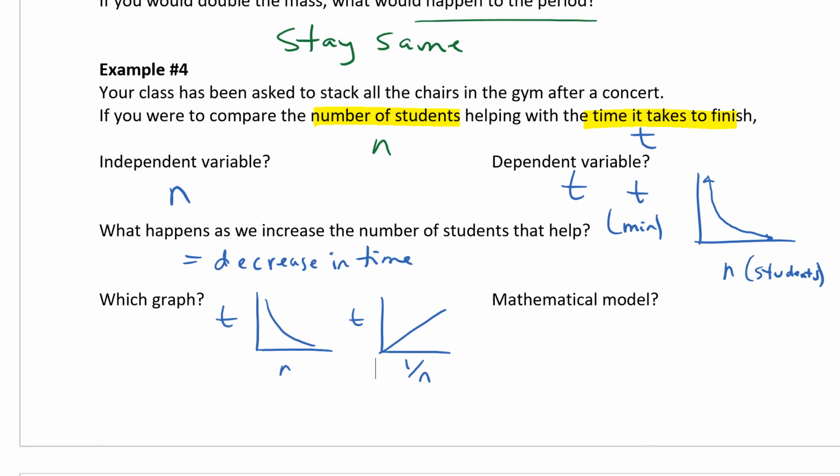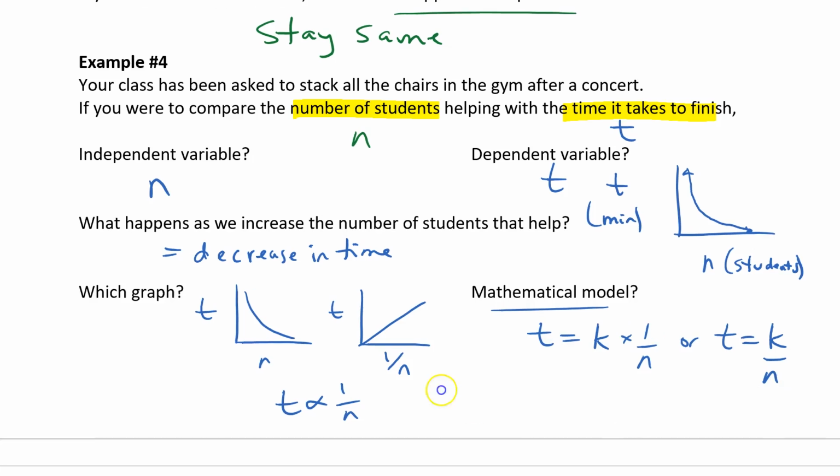So we could say in terms of proportionality, t is proportional to 1 over n. In the mathematical model, we could say t is proportional to 1 over n, but we could also say t is equal to some constant, whatever that slope is, times 1 over n. Or we could say t is equal to k over n. Either way would work. Okay.